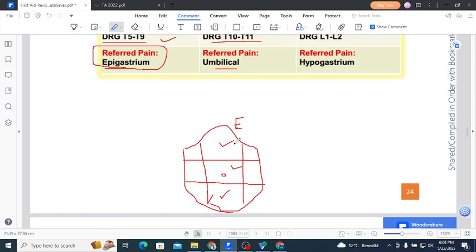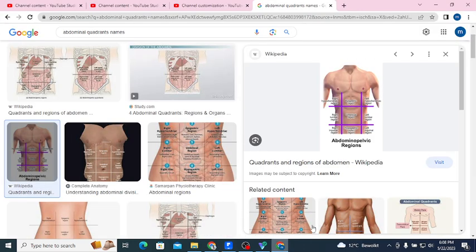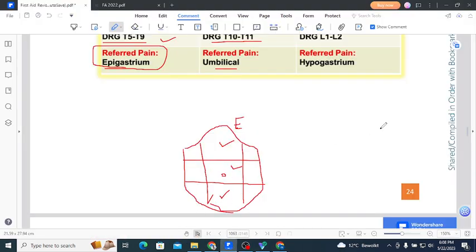There is a straight line. The epigastrium is containing the pain or the referred pain from the foregut. The umbilicus is containing the referred pain from the midgut, and then this region is called the hypogastric region. So in the hypogastric region, we are going to get the pain from the hindgut.